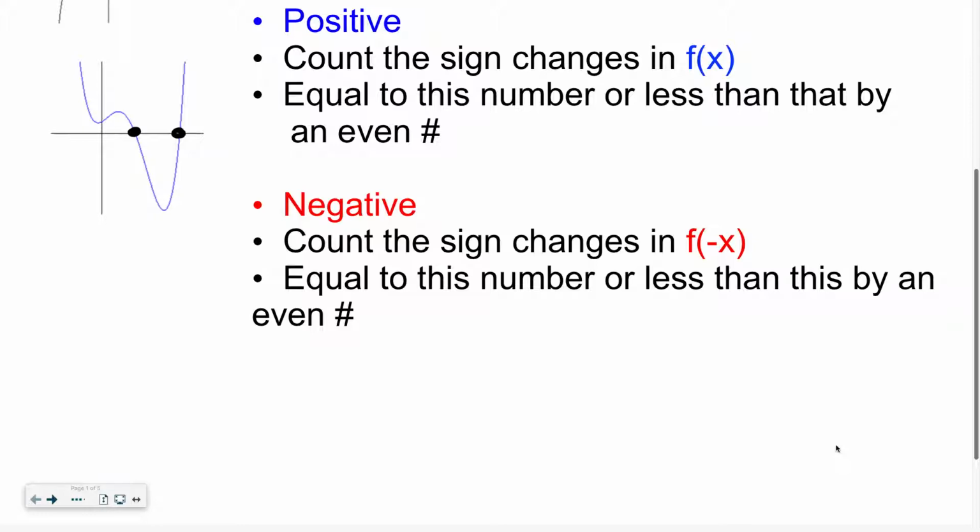So there's really 2 parts to Descartes' rule of signs. The part where you figure out how many possible positive real zeros you have, and then a second part where you find the possible number of negative real zeros that you have.